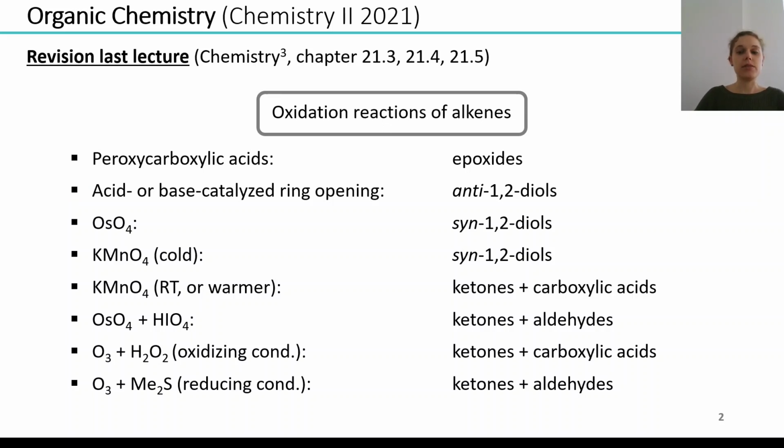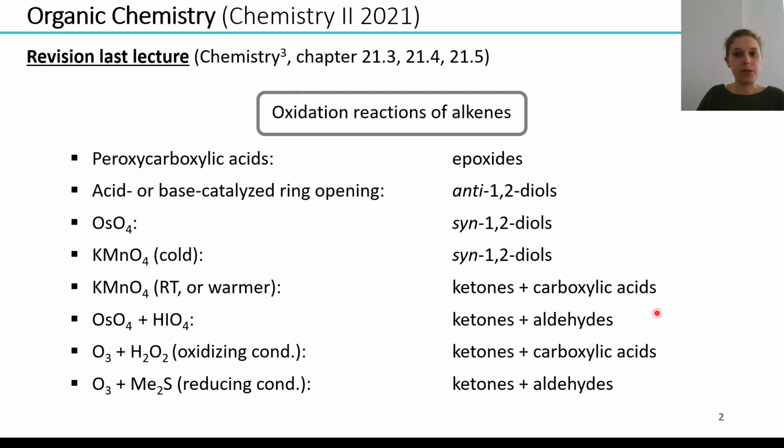Conversely, if the alkene reacts with osmium tetroxide, we get selectively syn-1,2 diols. And we get the same products, so also syn-1,2 diols, by the reaction of the alkene with potassium permanganate in a cold reaction mixture. Conversely, if we conduct the same reaction not in a cold reaction mixture, but at room temperature or even higher temperatures, we will get ketones and carboxylic acids instead of the syn-1,2 diols.